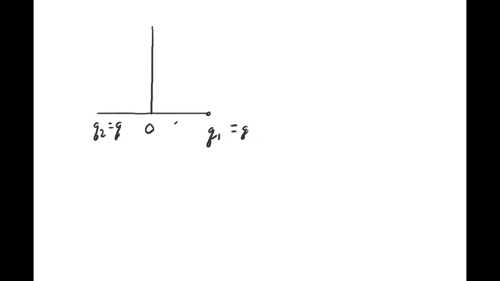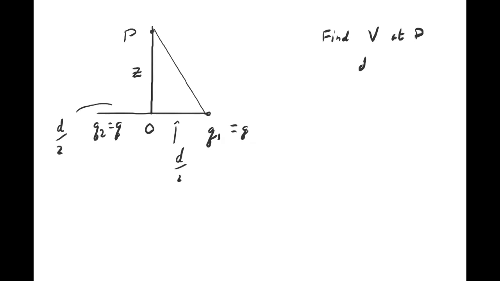Here's an origin. So these two charges are located at a distance d over 2 from the origin. And let's just worry about doing half of the problem. Here's a distance z, here's a point P. And what I want to do in this problem is find the electrostatic potential at point P due to Q sub 1.